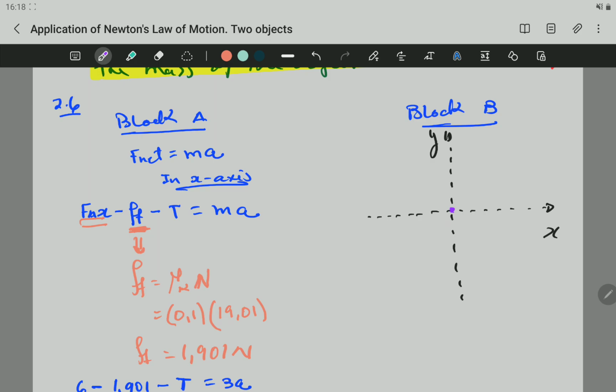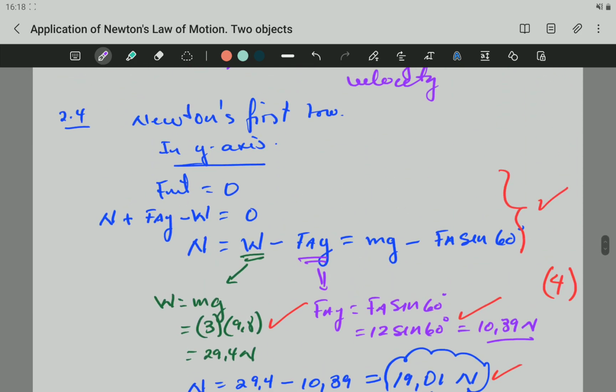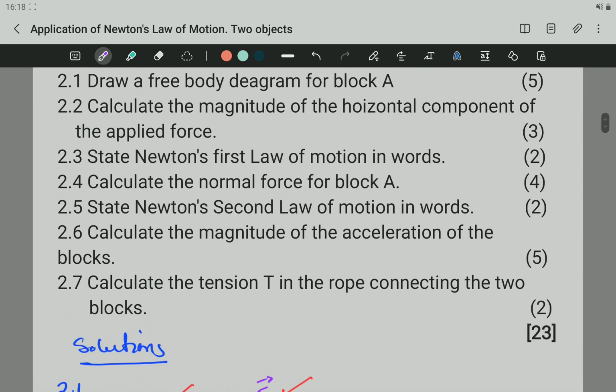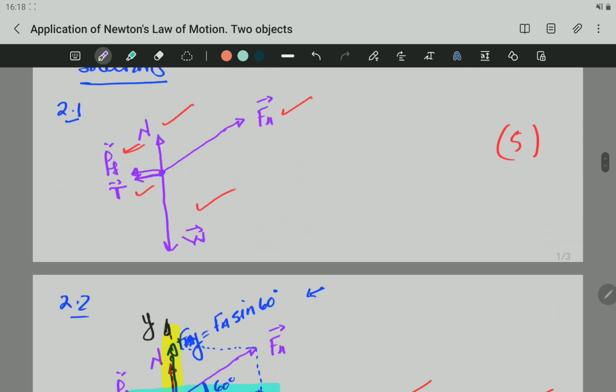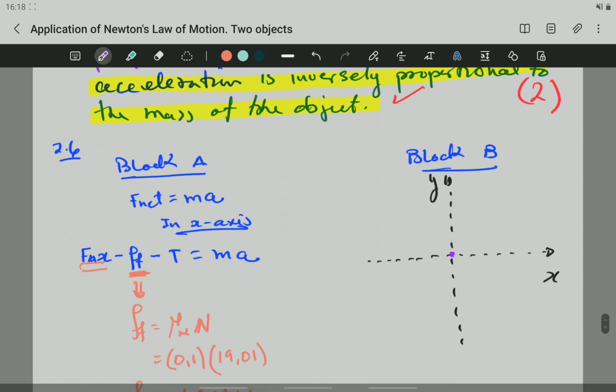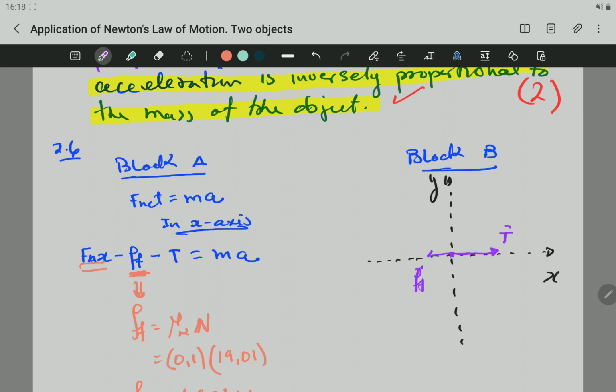We're back. For block B, let's go to the picture. What do we have for block B? We have the tension. This tension is being pulled there, and it's the same T. We have the tension to the right, the frictional force to the left, the normal and the weight. Those are the forces acting on block B.